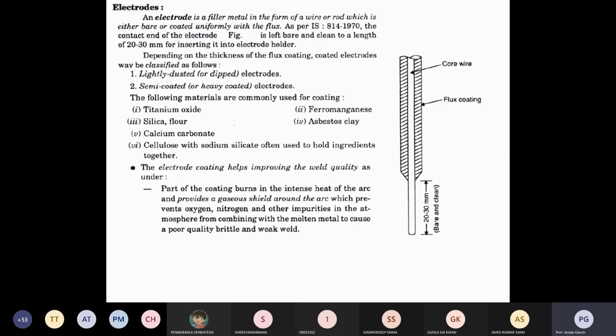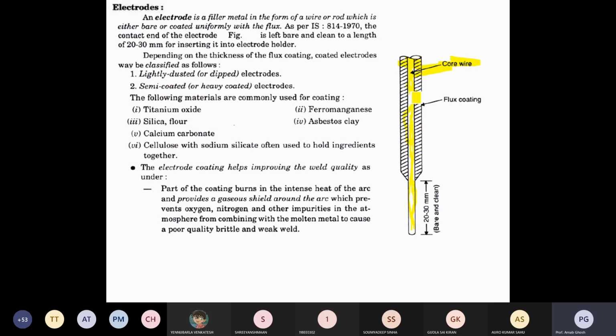Then for that type of welding we have to think about the electrodes. Here you can see the diagram of the electrode. The electrode has an internal core, which is the core wire, and then a flux coating. The filler material melts when heat is developed.